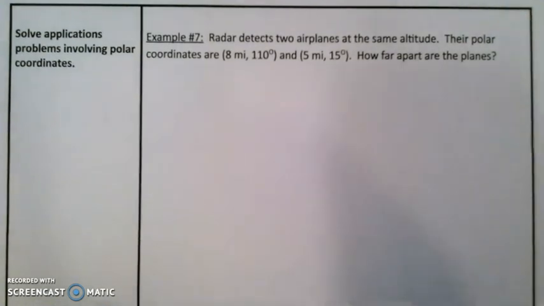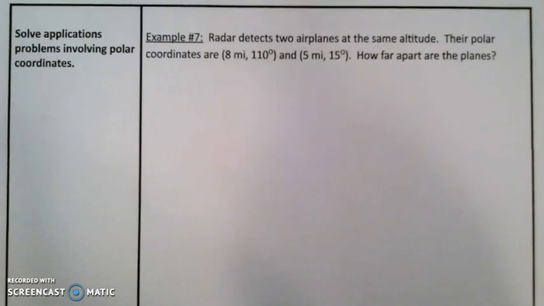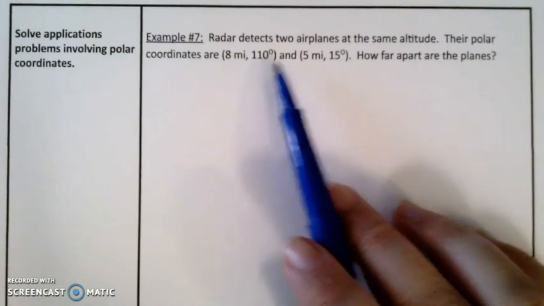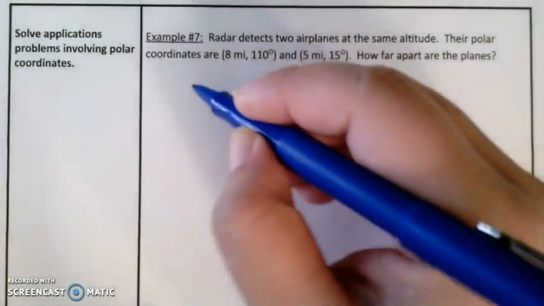Our last example is an application involving polar coordinates. So one use of this is for radar. So if a radar detects 2 airplanes at the same altitude and their polar coordinates are 8 miles and 110 degrees and 5 miles and 15 degrees, how far apart are the airplanes? So let's draw a picture.